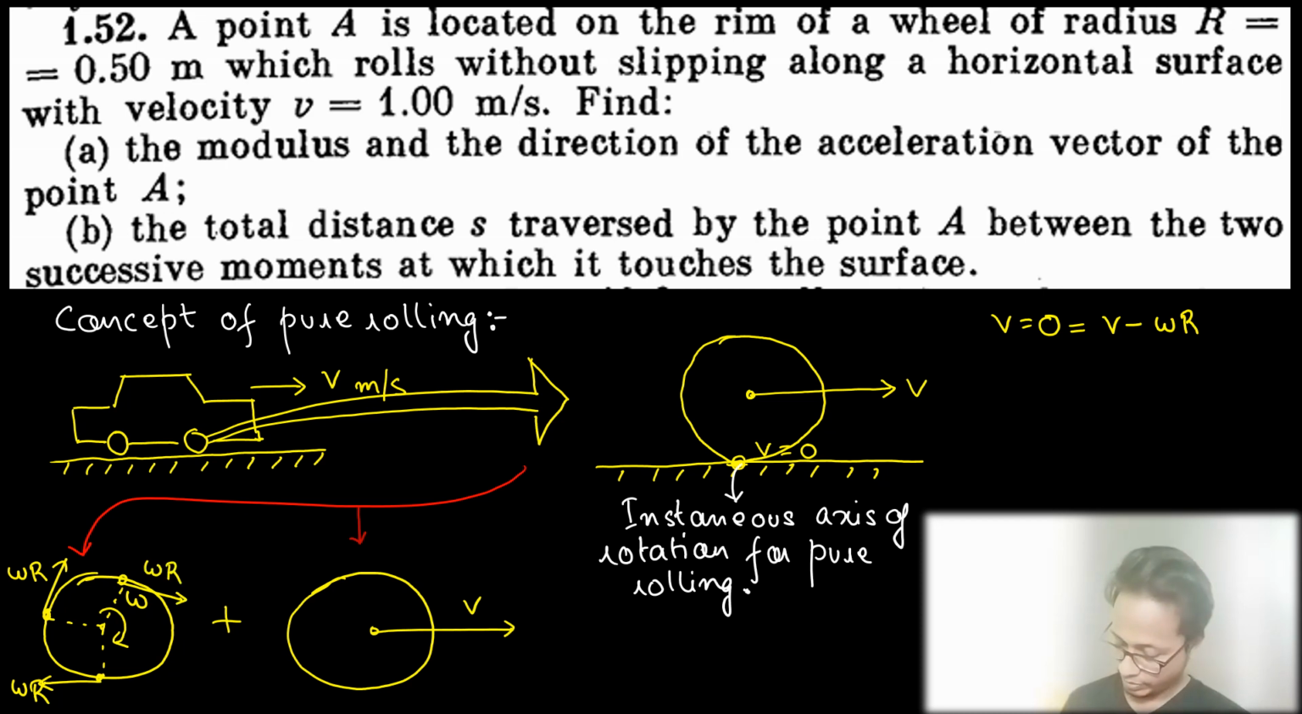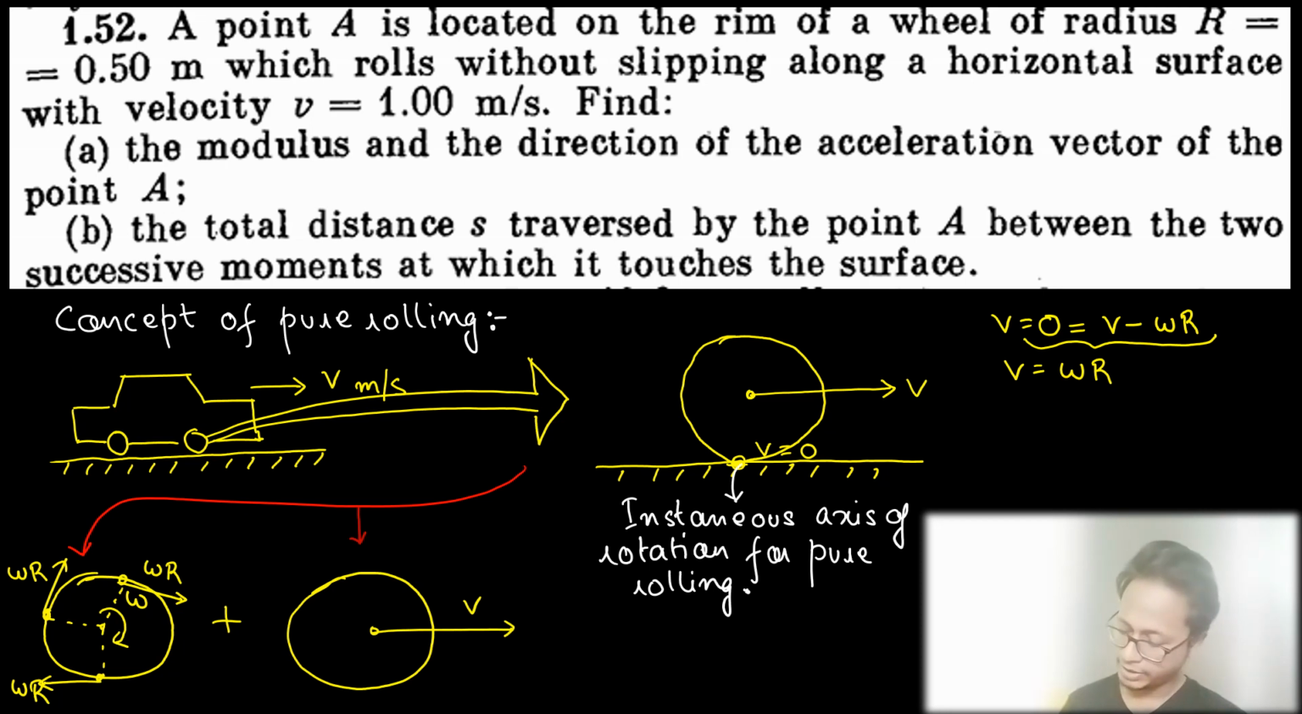So at the bottommost point, the velocity v is being balanced by omega r, which equals 0. So from this equation, 0 equals v minus omega r. Can I say v equals omega r? So for pure rolling, I can say the angular velocity of the wheel equals velocity divided by radius r.